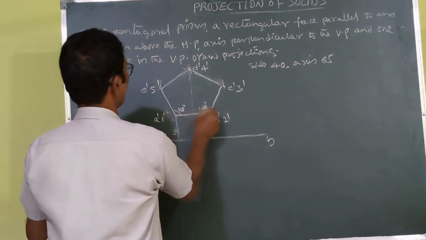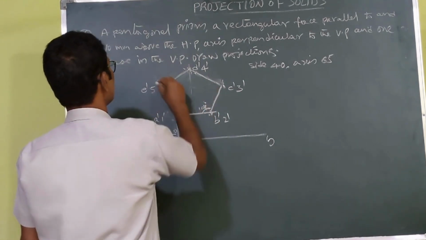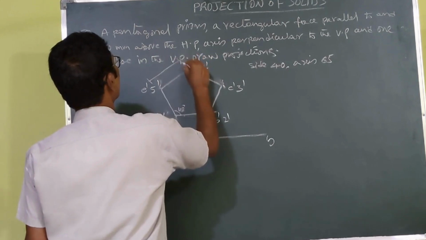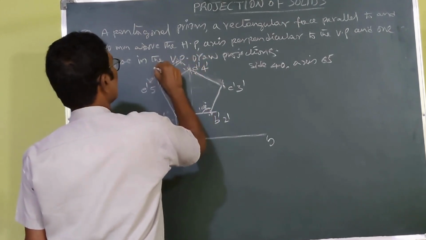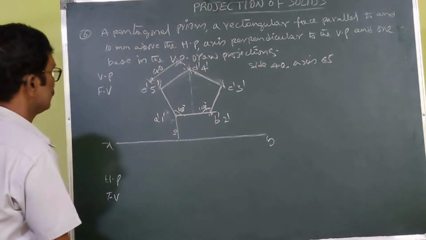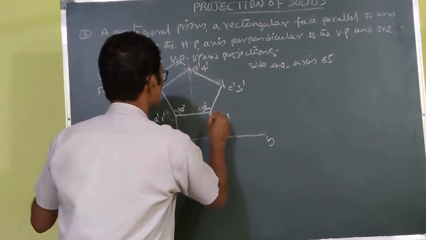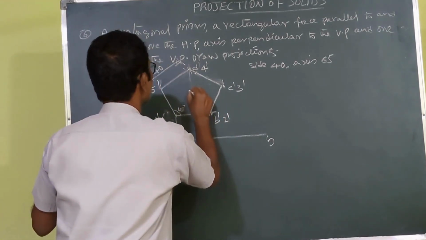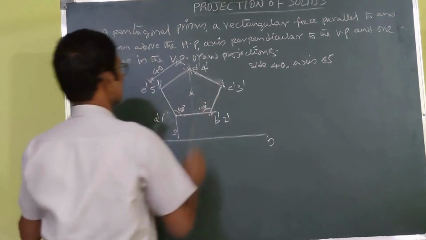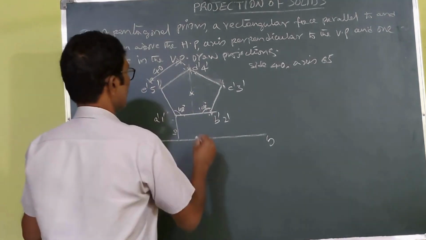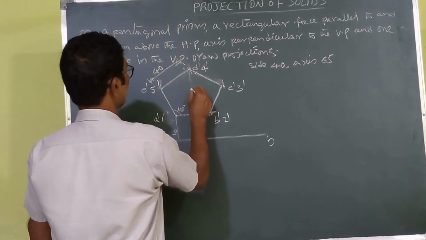From here, this is the front view. This side equal to 40. Okay, now the front view is constructed. From this, we have to develop the top view. You draw the projectors. This is the center point. You know how to find this center.